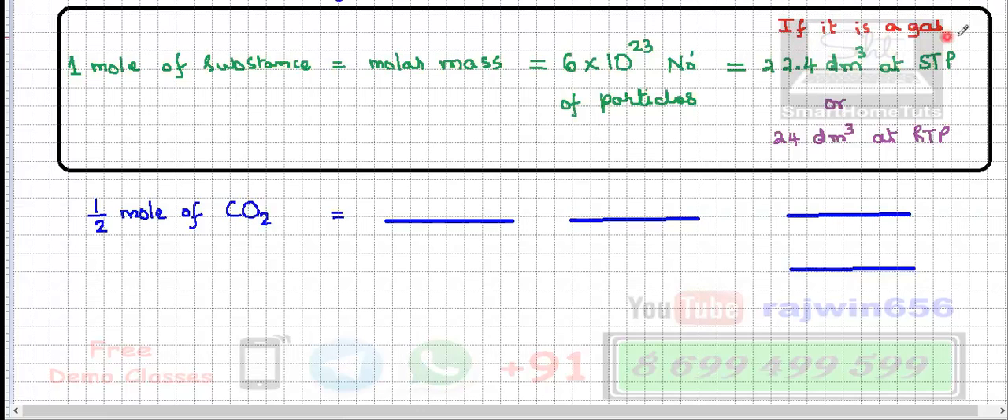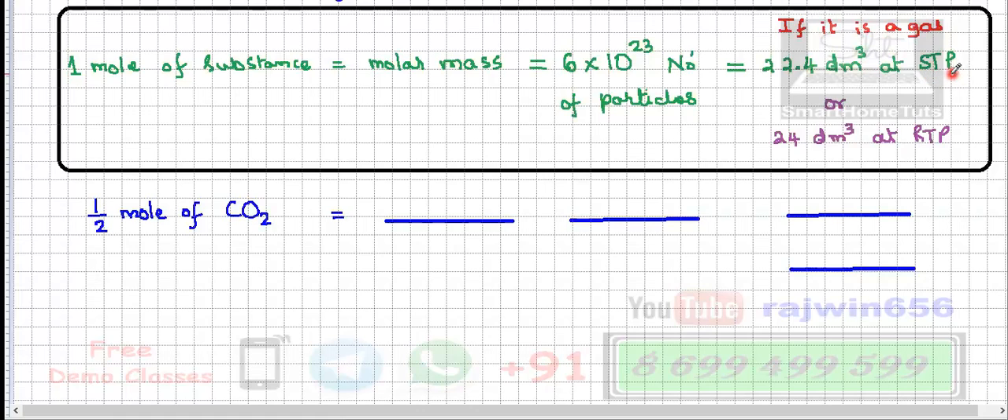And if this substance is a gas, then its volume is going to be 22.4 dm cube at STP. STP is standard temperature and pressure, or it will be 24 dm cube at RTP, which is room temperature and pressure. Of course, the pressure of STP and RTP is the same. The only difference is the temperature.